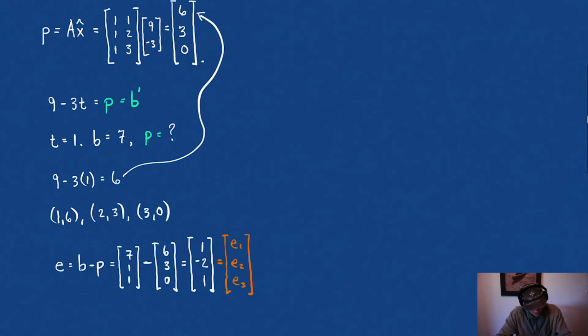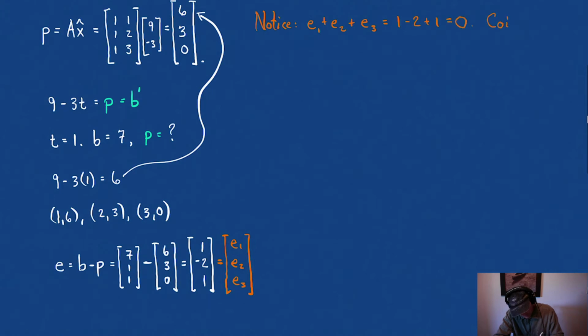So I want to go on a little bit further, and let's take a look at this. Notice this. This is kind of interesting. This is orange stuff if I've ever seen. Notice that E1 plus E2 plus E3 is 1 minus 2 plus 1, but that's just 0. Coincidence? Well, let's take a look. Let's see if we can remember. Is that coincidence or is there an explanation for that?